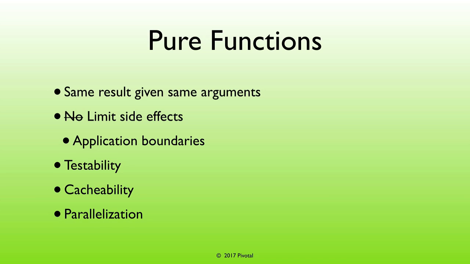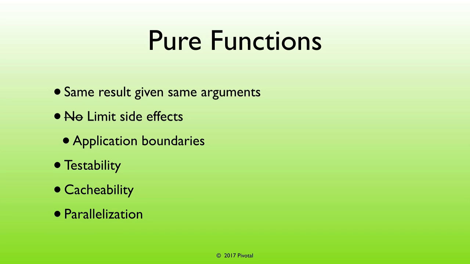So what you typically want to do is put those side effects on your application boundaries, like at the front of your application and at the end of your application. But in between those layers, you want to be as pure as possible. So be as stateless as possible. Don't really use any external data that's not coming from the arguments.